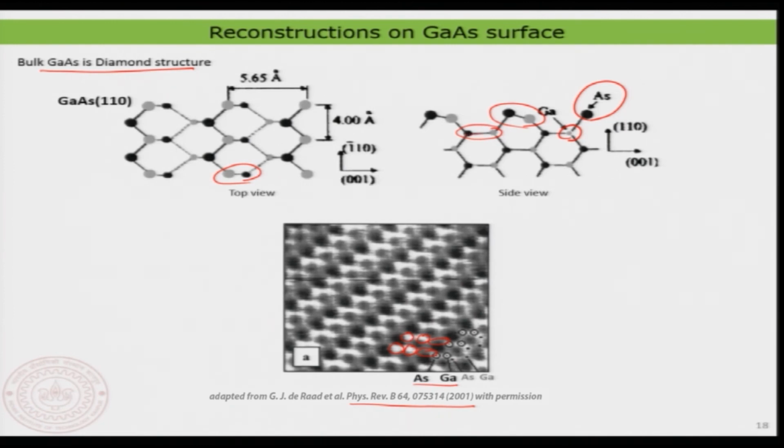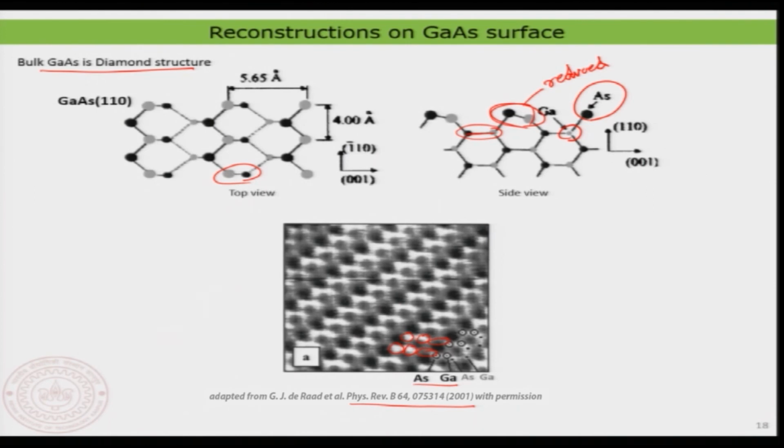As you can see here, the distance between the gallium and arsenide is as in the bulk, but in the very top layer this is actually reduced compared to the bulk. So this is the typical reconstruction that you would find for gallium arsenide and so on.